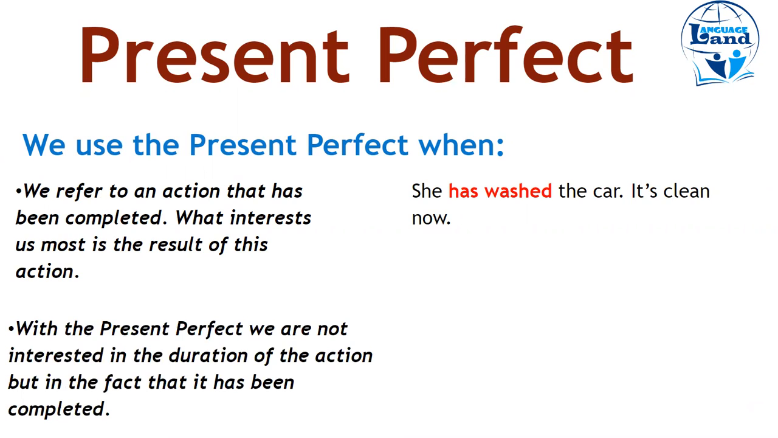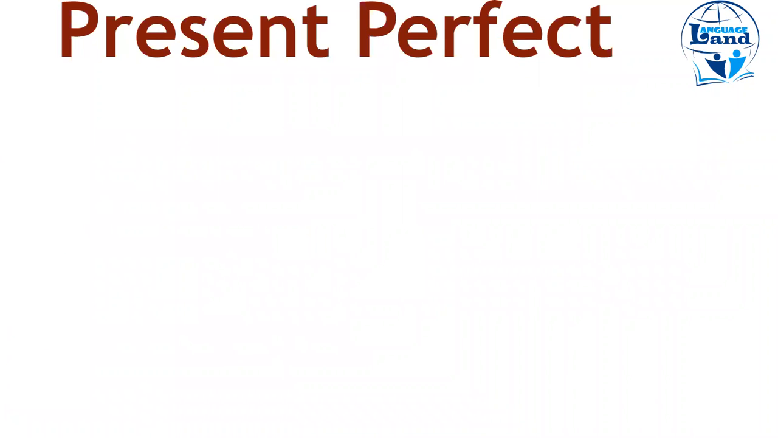With the present perfect, we are not interested in the duration of the action, but in the fact that it has been completed. For instance, he has typed 6 letters today. Let's look at the structure of present perfect.